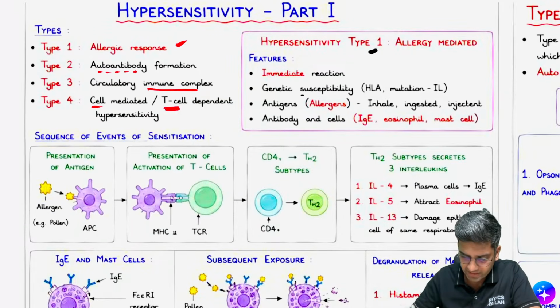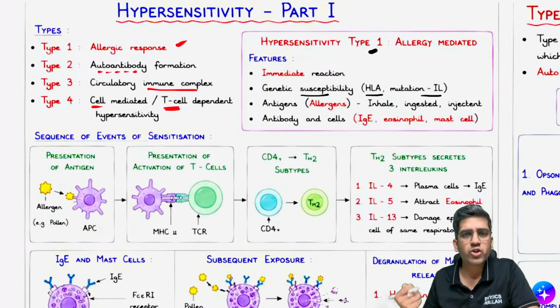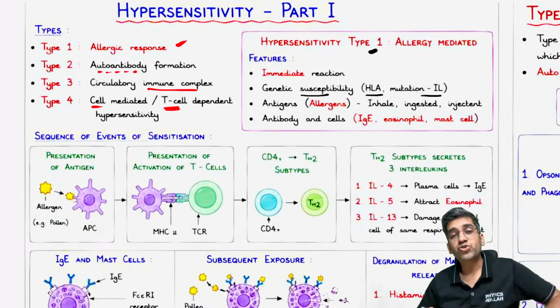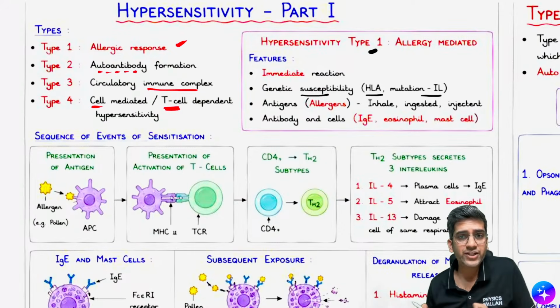So we do have a genetic susceptibility. I can have an HLA mutation or a mutation in the interleukin receptors or interleukins, right? Most of the time, the allergen is an inhaled antigen or a pollen grain.